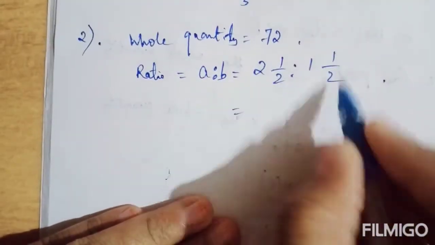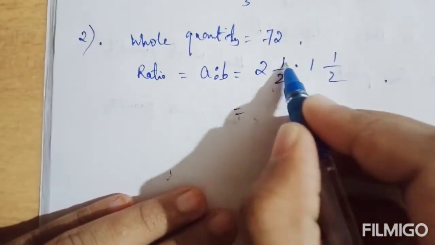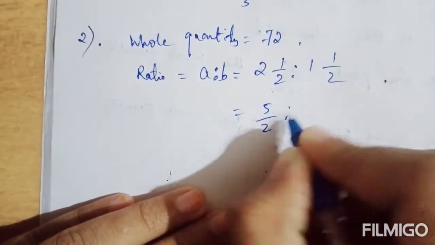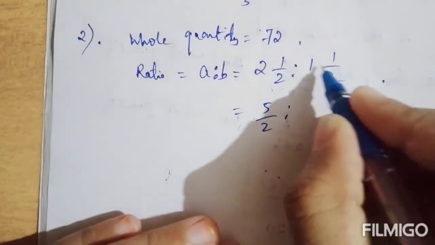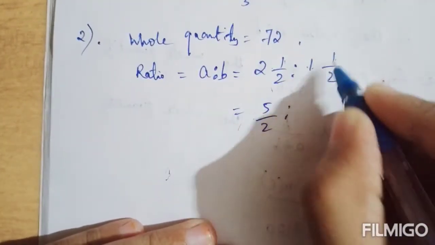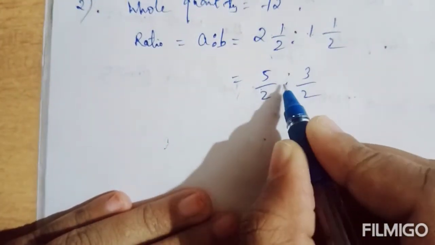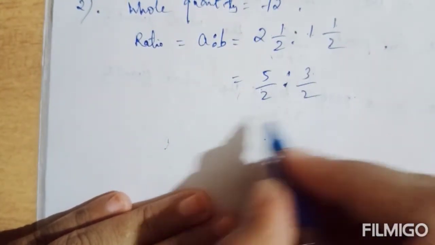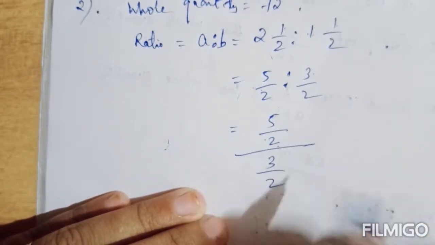Now let us convert this ratio to simplest form. 2 1 by 2: 2 into 2 is 4, 4 plus 1 is 5 by 2. We are converting this mixed fraction to an improper fraction. Okay, 1 1 by 2: 2 into 1 is 2, 2 plus 1 is 3 by 2, you will get. Now 5 by 2 is to 3 by 2. We can write it in this form, 5 by 2 divided by 3 by 2.